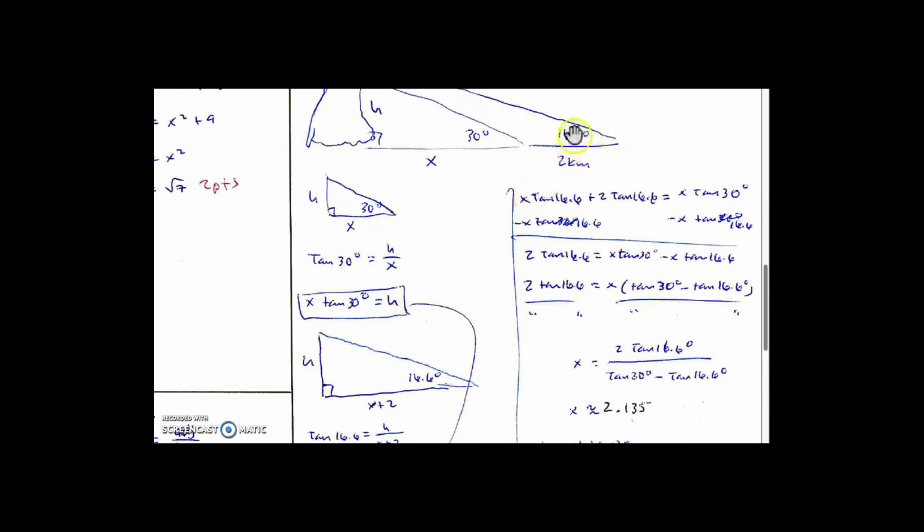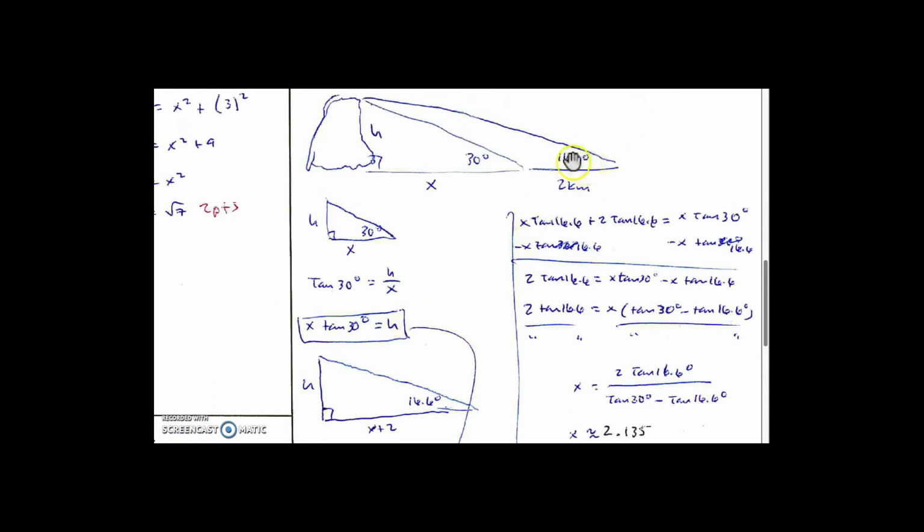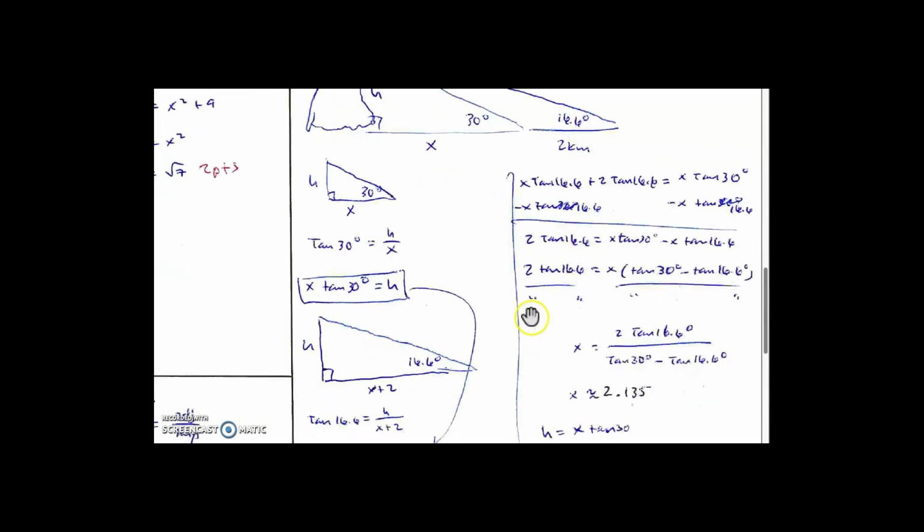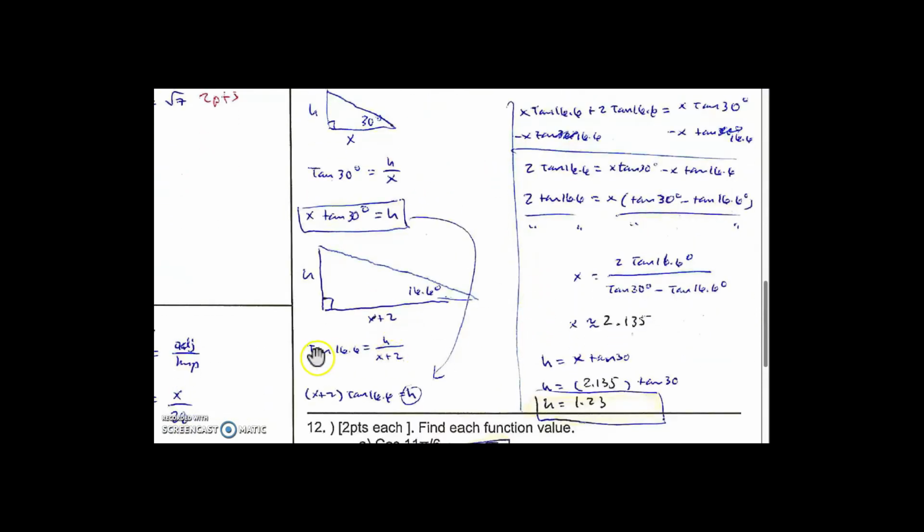Now for this bigger triangle, you would have 16.6, and the opposite side is h, but the adjacent side is x plus 2. Cross multiply and you'll get h equals x plus 2 times tangent of 16.6. Now because they're both set equal to h, you can set them equal to each other. So this goes back to your linear systems. You're just doing the substitution method.